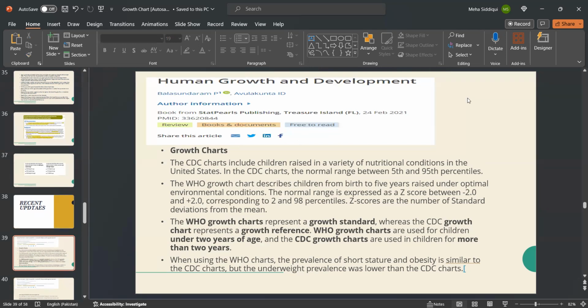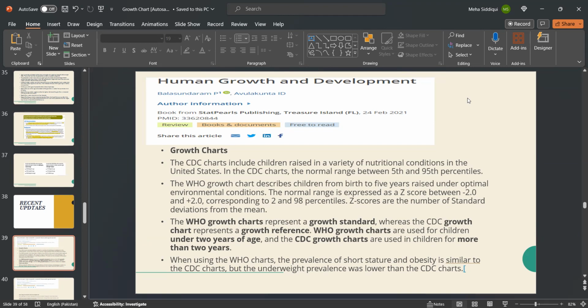This is the article titled Human Growth and Development. It highlights that growth charts, the CDC growth chart, include children raised in a variety of nutritional conditions in the US. In the CDC chart, the normal range is between the 5th and 95th percentiles. The WHO growth chart describes children from birth to 5 years raised under optimal environmental conditions. The normal range is expressed as a z-score between -2 and +2, corresponding to the 2nd and 98th percentiles. These scores are the number of standard deviations from the mean.